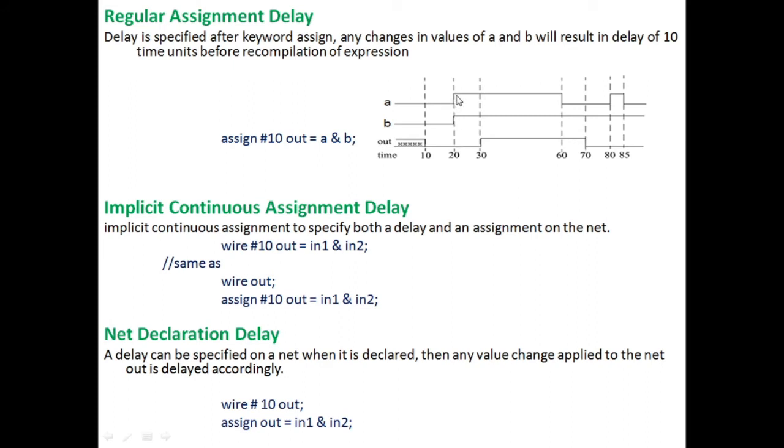Like this, 1 and 1. Here you won't get 1. Why? Because it has to wait for 10 more seconds. At 20 seconds, A and B have a value of logic 1. At 20 seconds, you will not have out as logic 1 because out has to wait until 30 seconds, and after 30 seconds, it will display logic 1. So this is the impact of delay.